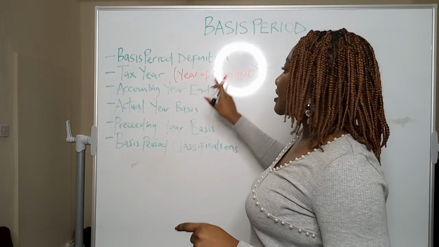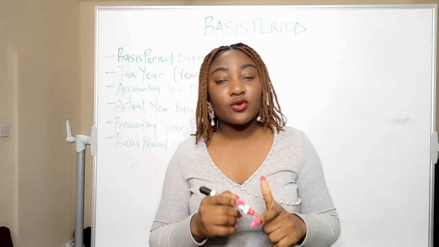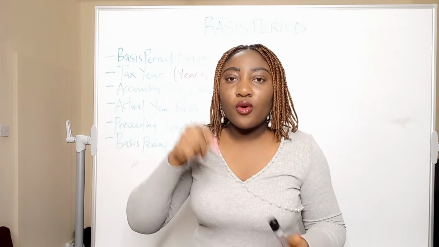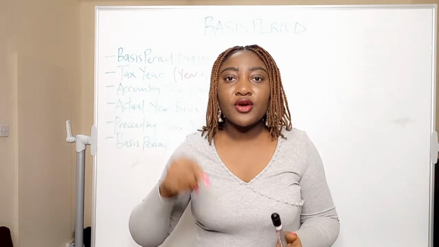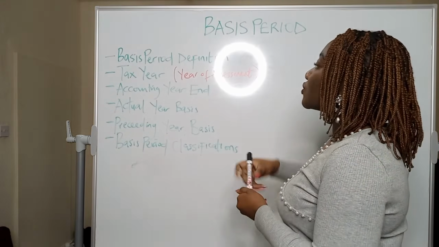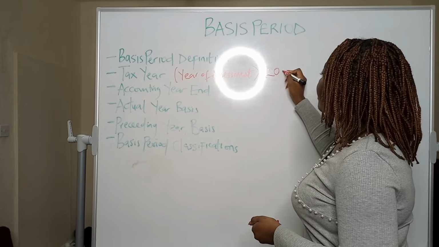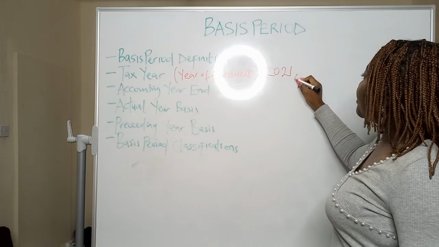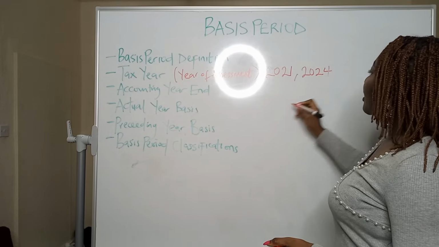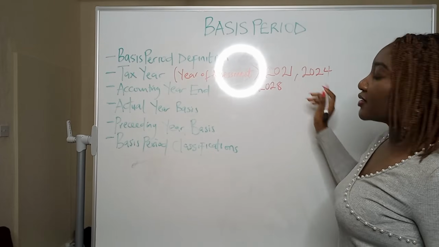So the year of assessment is the same thing as tax year, the year under consideration, the year upon which a company or an individual is being assessed to tax. So tax year can be 2021, it can be 2024, it can be 2028 tax year.